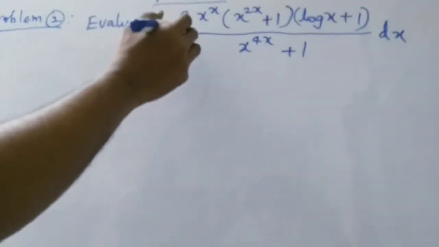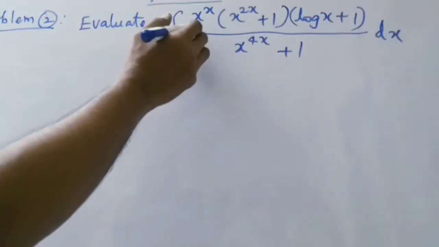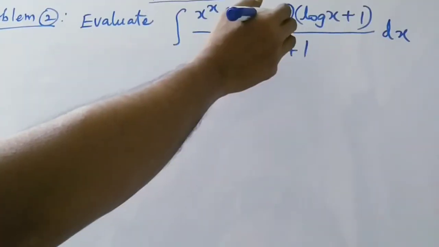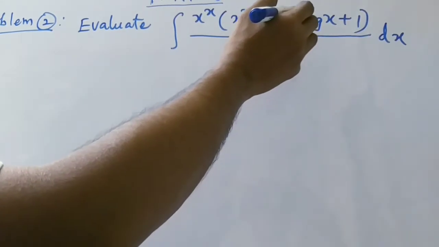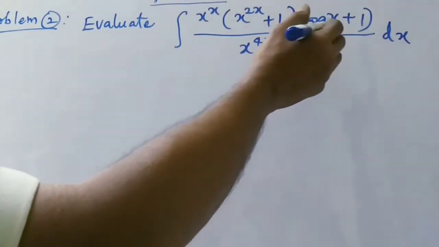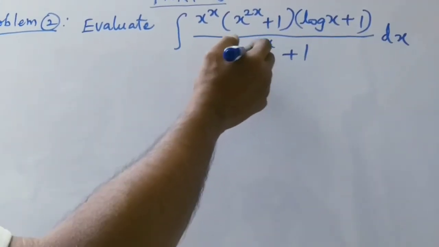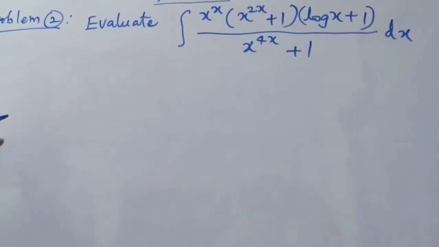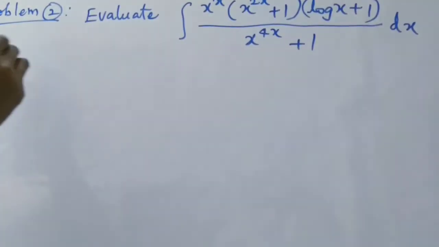Evaluate integral of x to the power of x into x to the power of 2x plus 1 into log x plus 1 whole divided by x to the power of 4x plus 1 dx. Now for this problem the solution is as follows.